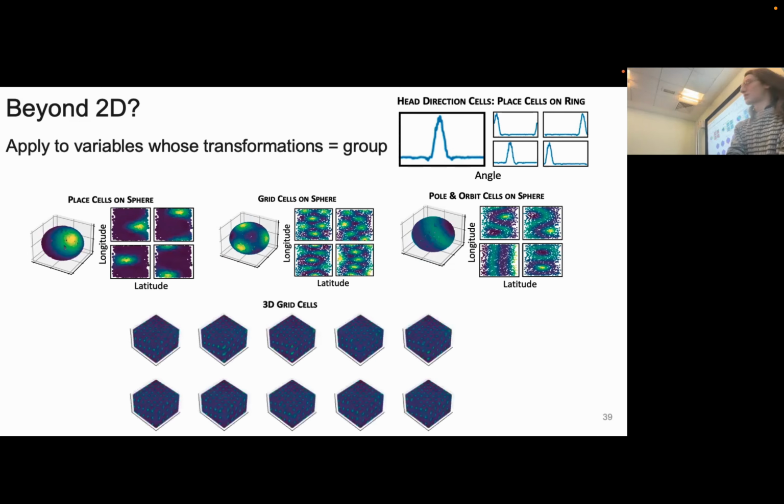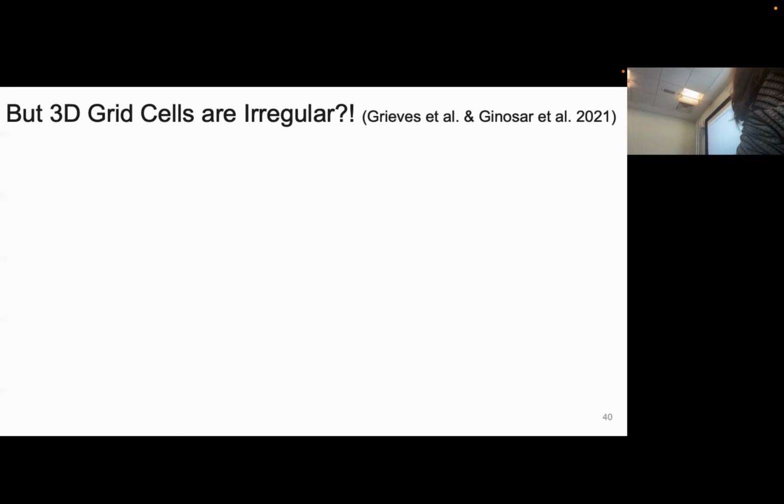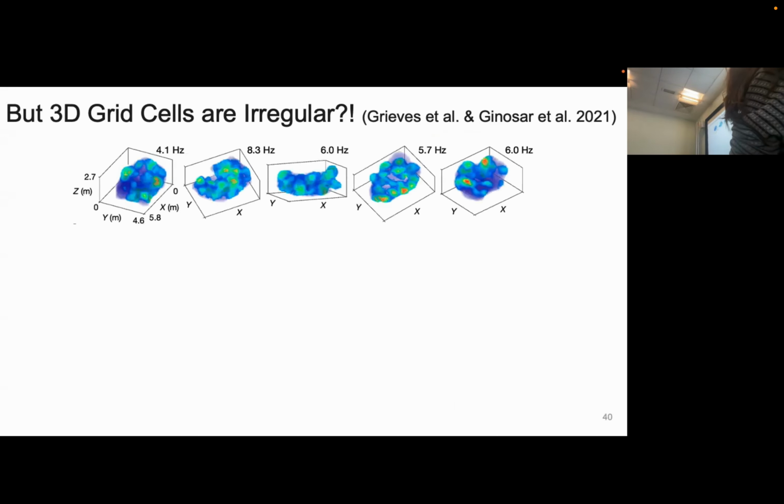One that we wanted to apply it to is 3D. People have measured 3D grid cells. So when you optimize, you do get very pretty looking 3D dense packing lattice type tuning curves. But that's not what people measure. They measure these, which look a bit weird.